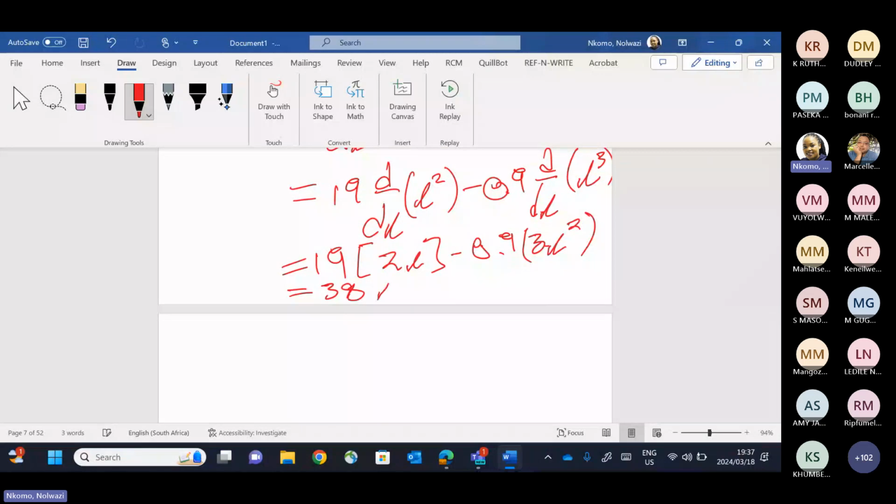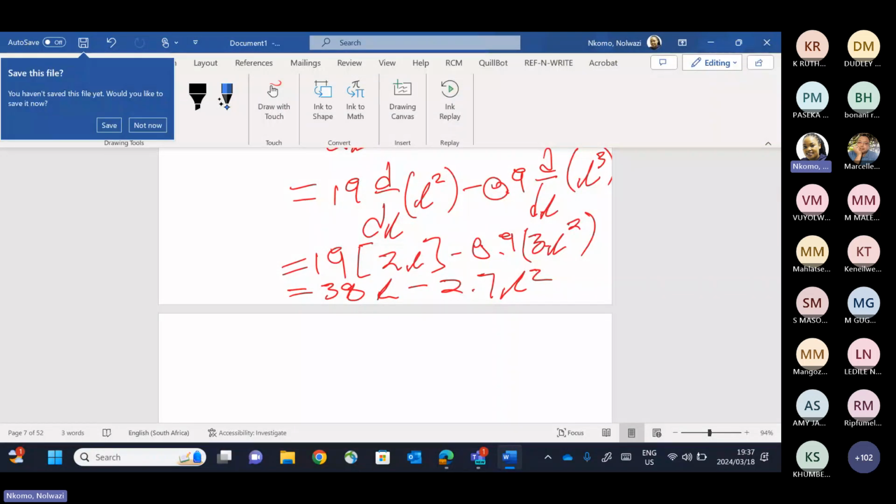But we are asked to find the marginal production of labor after hiring one more worker. So this means we have the marginal production of labor of 10.